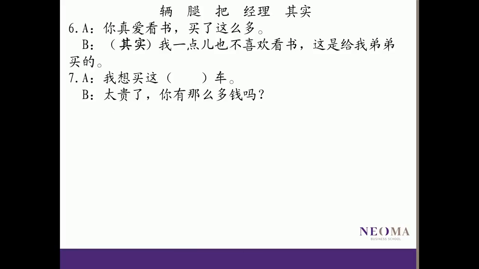我想买这什么什么车。B says, 太贵了,你有那么多钱吗? A says, I want to buy this car. B says, it's too expensive. Do you have that much money? So the measure word for car, vehicle, is 辆. Or if you buy a regular car, the kind we drive to go to work and come back home, we can also use the measure word 台. Tai literally means a platform. Normally a car is parked on a platform, whether it's a street or garage, so the bottom of it is flat. So you use Tai as a measure word for vehicles as well. Okay, but if it's a truck, you don't use Tai. Tai is only used for small cars.